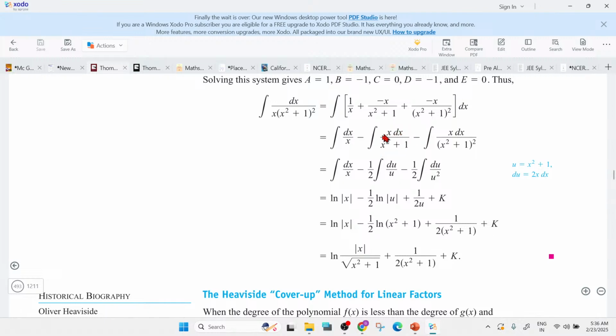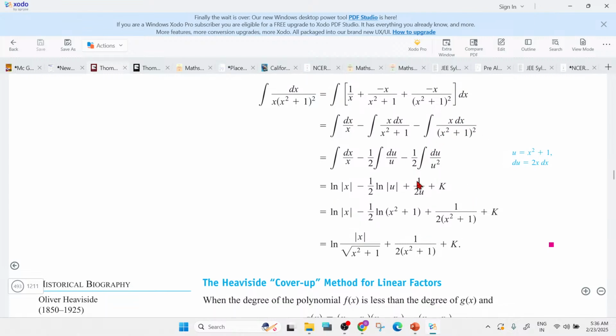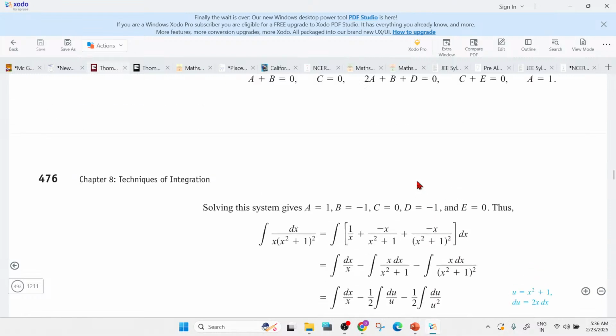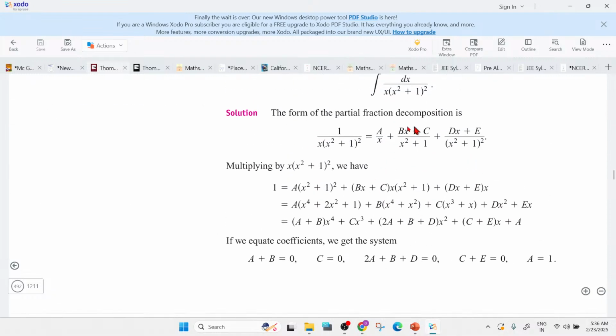We did this in the past, right? These kinds of things. This is easy actually. Use x square plus 1, you substitute as u, and 2x dx will become du. Whatever, you can easily do.